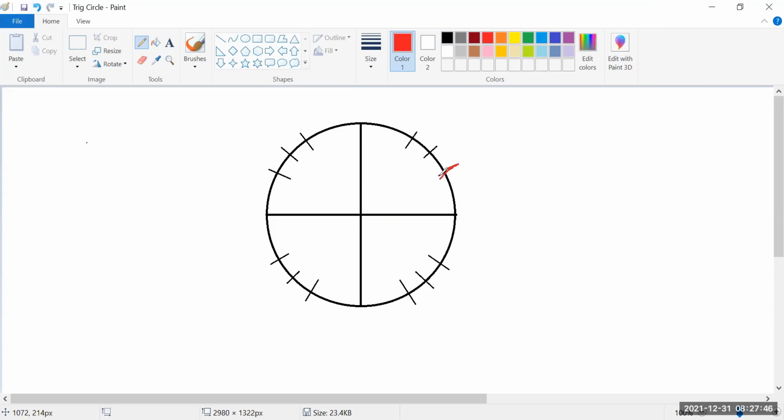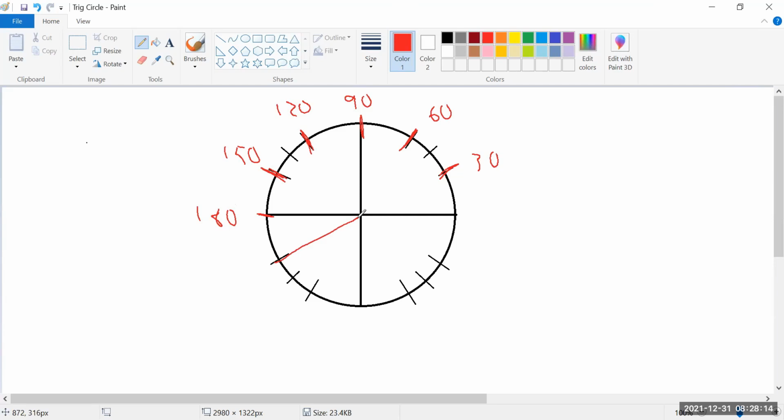This tick mark right here is 30. This tick mark is another 30 to give us 60. This is another 30 to give us 90. Another 30 to give us 120. Another 30 to give us 150. And then another 30 to give us 180. So you can see we're just looking at multiples of 30 degrees. And then we can continue.